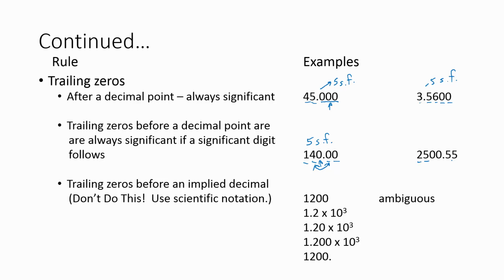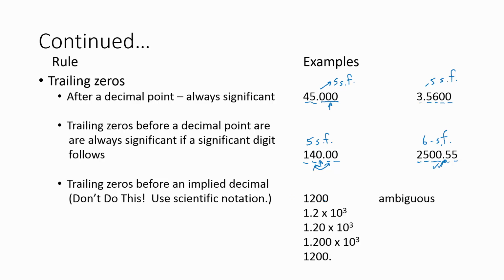Here again, significant digits, significant digits. These are before the decimal point, but there are significant digits to the right of the decimal point, so those zeros then are significant, meaning that we have 6 significant figures here.